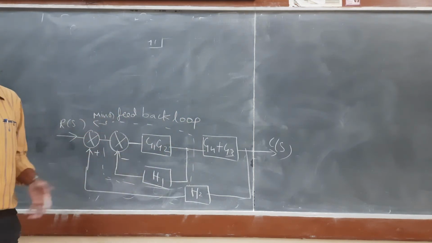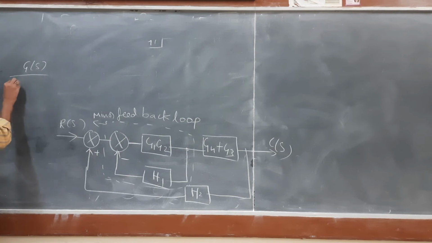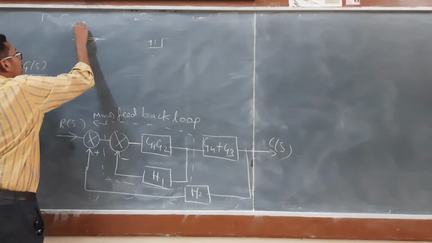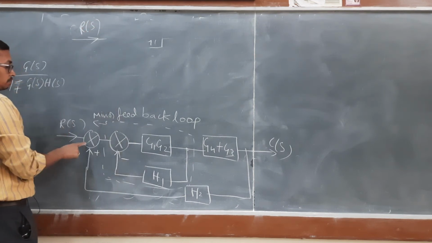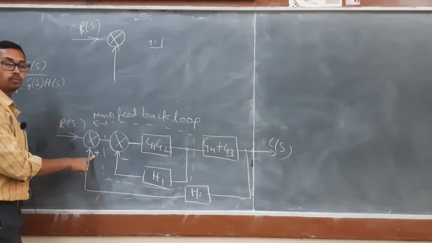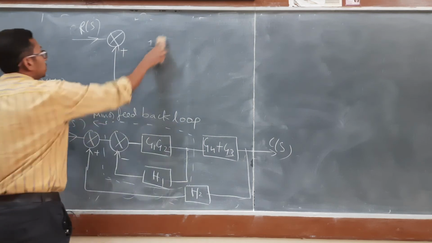I am going to apply the formula. What is that formula? G of S divided by 1 plus or minus G of S into H of S. Okay, I am going to apply this formula. So this can be written as R of S, having a summing point. I am going to rewrite this with the symbol of plus.